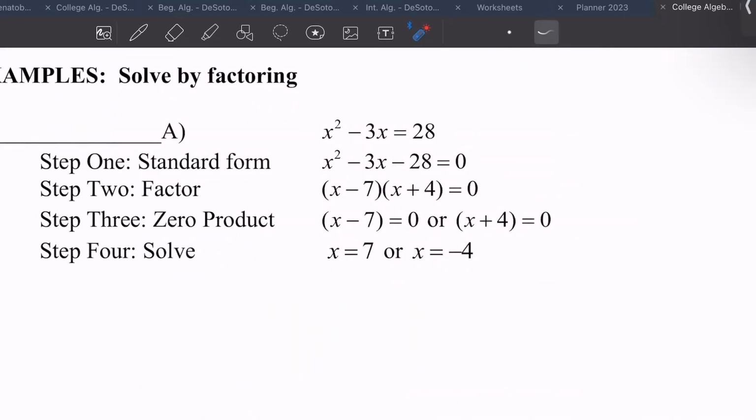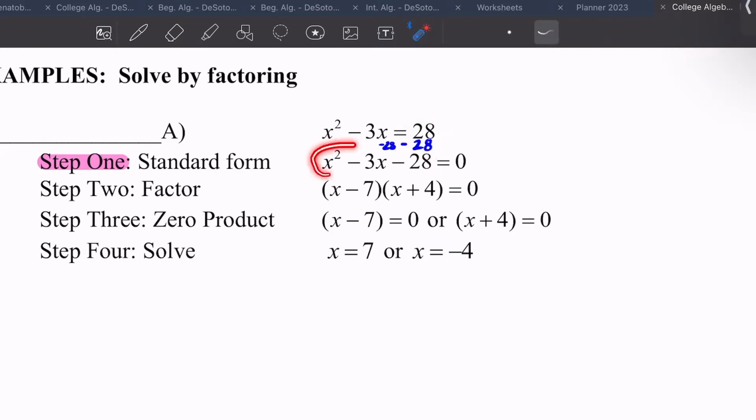This is my problem: x squared minus 3x equals 28. My first step is standard form, and this is not in standard form. I need it equal to 0, so I'm going to subtract 28 from both sides. I created 0 here, right? So now I have x squared minus 3x minus 28 is equal to 0.